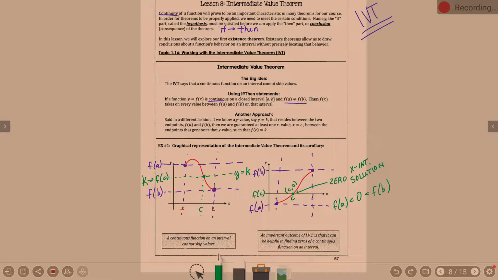And so you'll notice down here in the box, an important outcome of IVT is that it can be helpful in finding zeros of a continuous function on an interval. Or you might be asked the question, is there a 0 on this interval? And this is where you might talk about it.